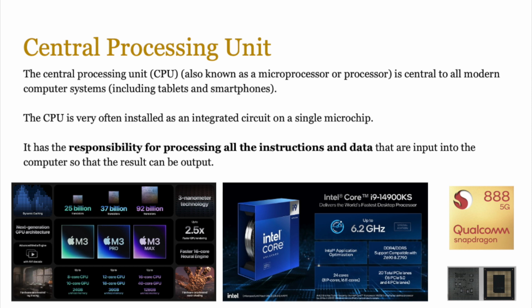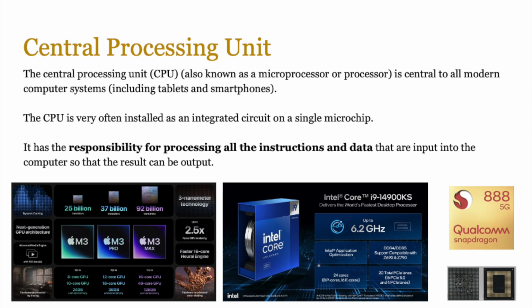So what about the CPU or the central processing unit? The CPU is sometimes called the microprocessor, at other times it's called the processor. It's the brain of a computer. It's central to all modern computer systems. Whether you use a tablet, a television, or a smartphone, there would be a processor inside it. Now, these CPUs are often installed as integrated circuits on a single microchip. On screen, you can see a few examples. The M3 by Apple, Intel's latest i9, which can get up to 6.2 gigahertz without overclocking, and Qualcomm's Snapdragon 888, which is the latest mobile processor.